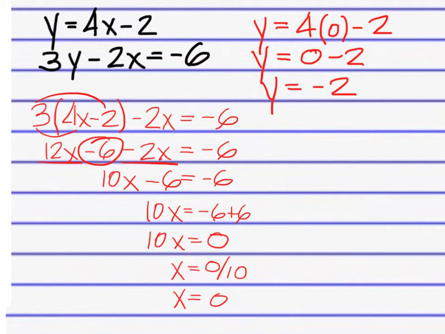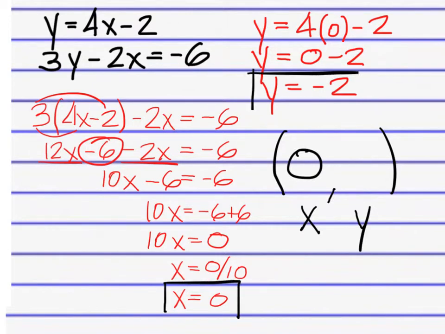The solution to this system of equations is a point, because these are 2 lines on a graph. They intersect at some point. So your point must be x, y. X is 0 from here, and y is negative 2 from there. 0, negative 2 is the solution.